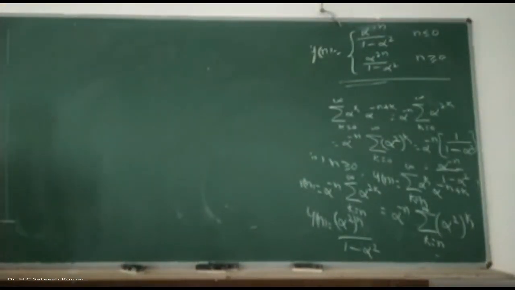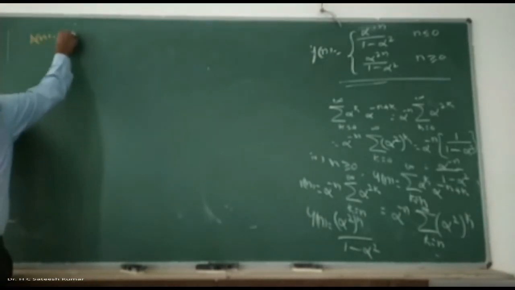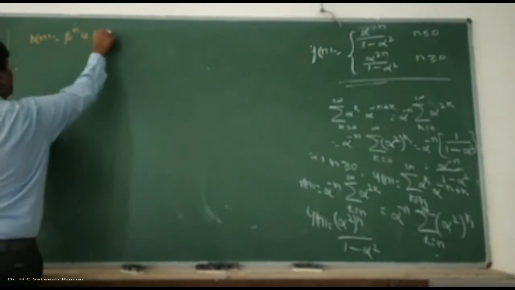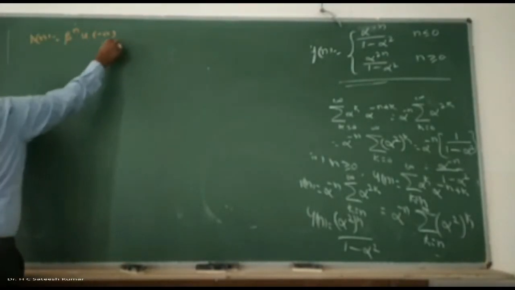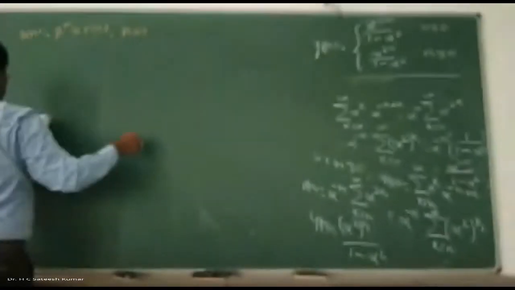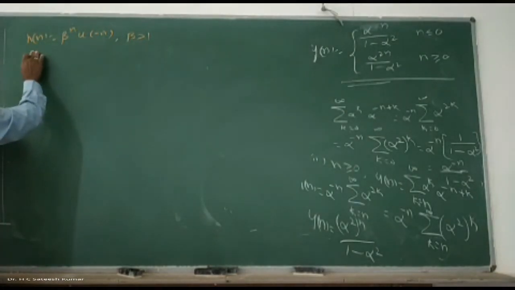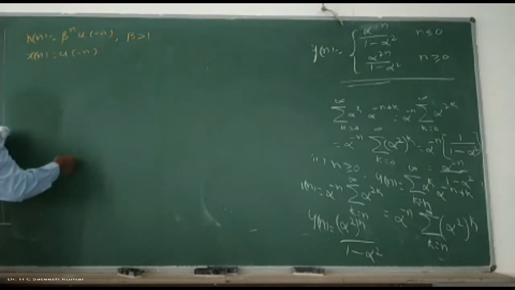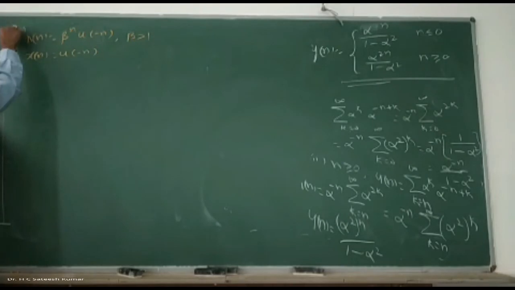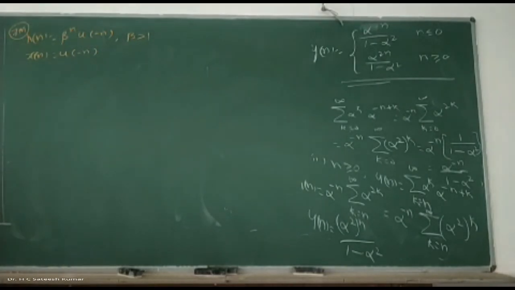Okay. So another problem. Given the impulse response h of n is equal to beta to the power of n into u of minus n for beta greater than 1. See, earlier they gave less than 1, so far. Now it is greater than 1. Find the response of the system for the input x of n is equal to u of minus n. So it is a 7 marks question. In the exam, same kind of problems will repeat.